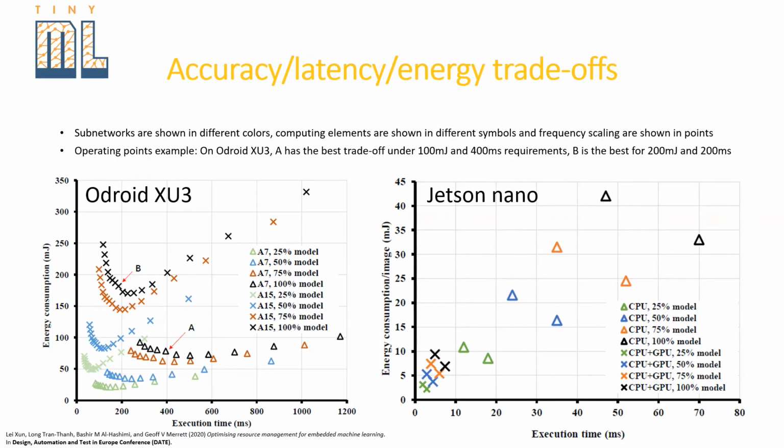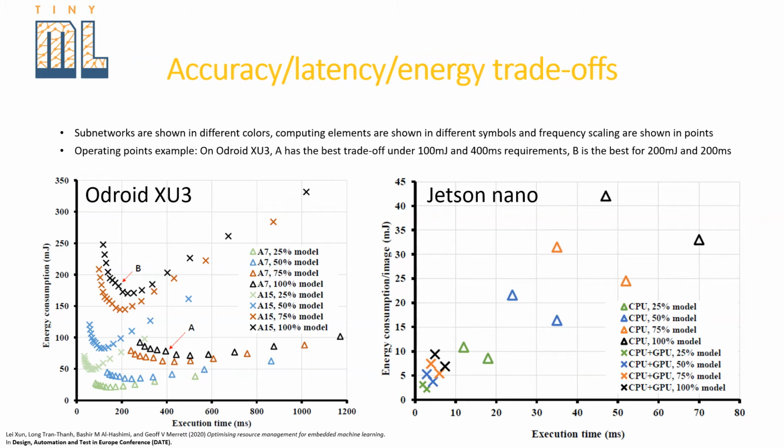Here we have some results for accuracy, latency, and energy consumption trade-offs. In the figure, subnetworks are shown in different colors and computing elements are shown in different symbols, such as A7 and A15 heterogeneous CPUs on Odroid XU3 and the CPU and GPU on Jetson Nano. The frequency scaling is shown in different points.